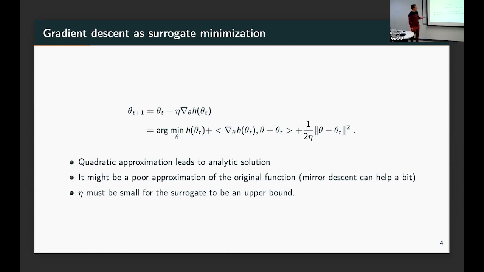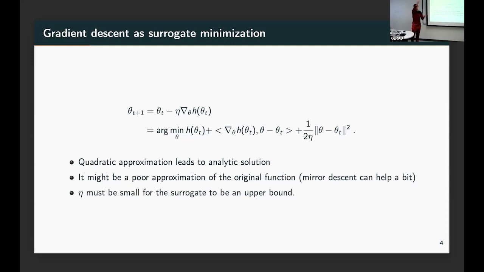We can replace the quadratic term here with some standard Bregman divergence that gives rise to mirror descent. Maybe Bregman divergence gives you a slightly better approximation. The issue with mirror descent is that we lose the analytic solution. So now we have to run an inner loop, outer loop algorithm. So we build that surrogate, then we have to solve an optimization problem to minimize that surrogate.